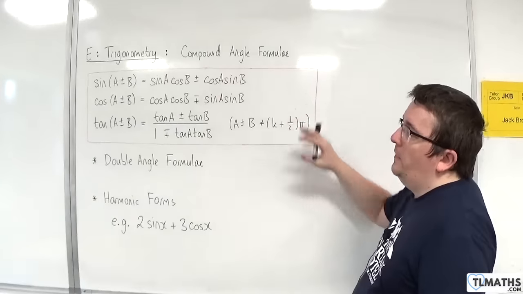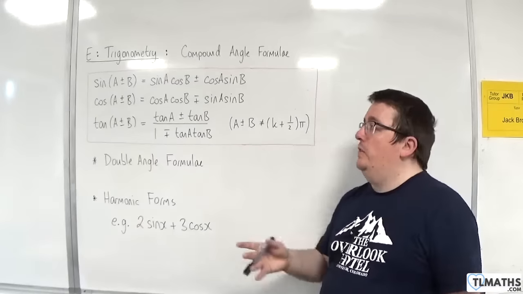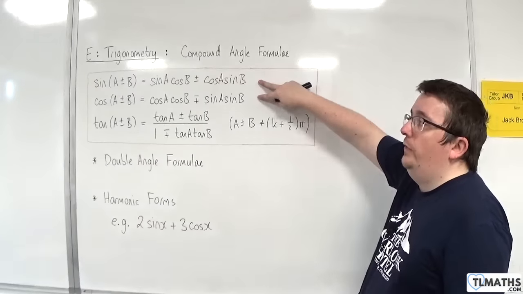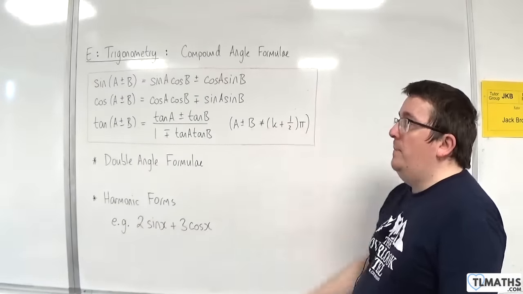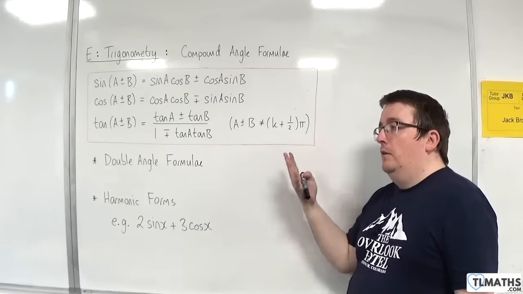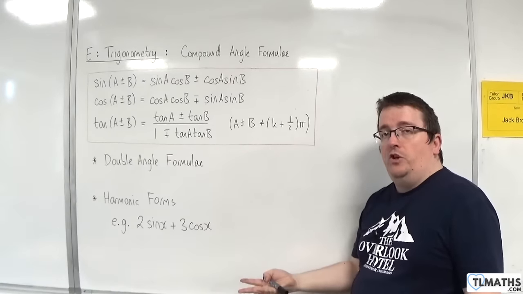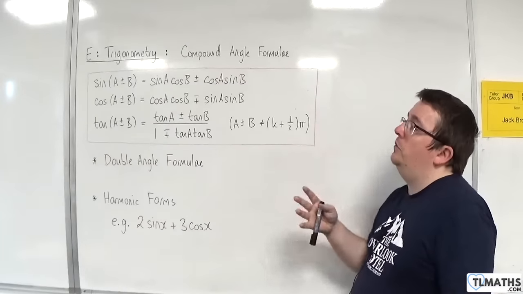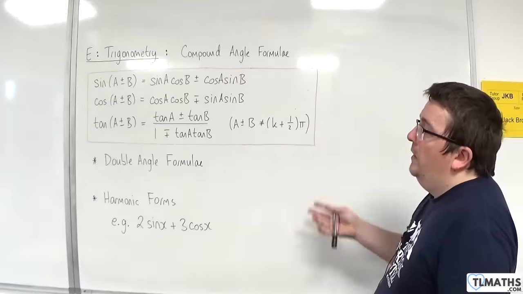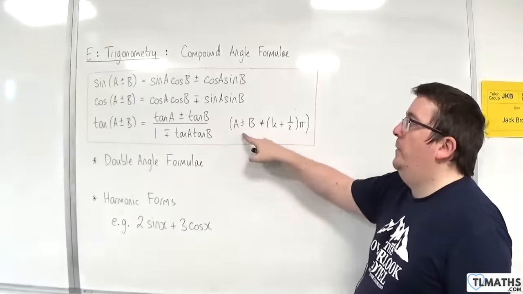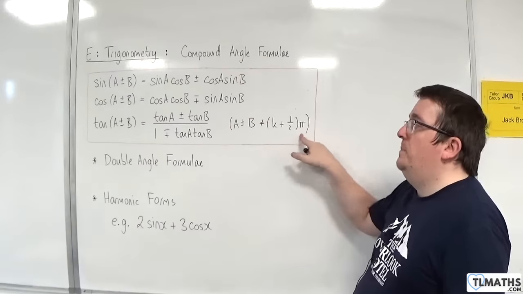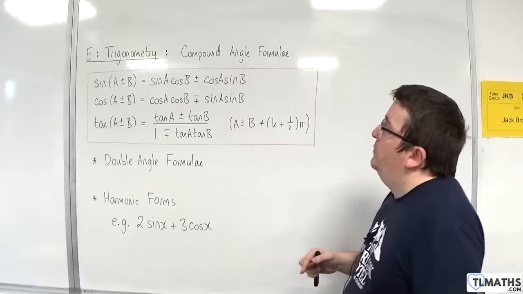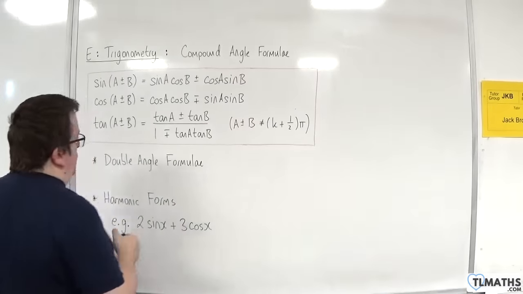These are the compound angle formulae. They're given to you in the formula booklet. You should have seen geometrical derivations of these two here. And you may be asked to work through a geometrical derivation within the exam or fill in some blanks or something like that. The tan formula comes with this caveat here. That's just to make sure that you're not dividing by 0. Because obviously the identity won't work if you're dividing by 0.